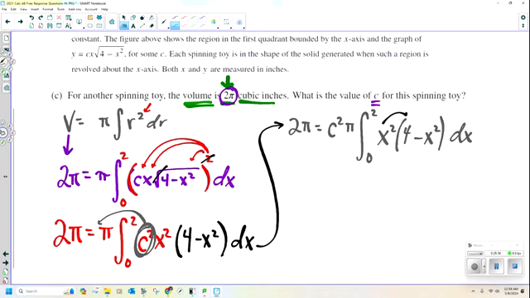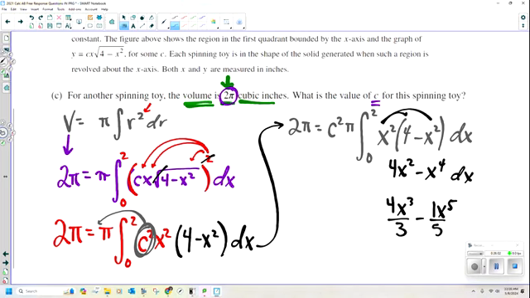Okay? This is going to become 4x squared. This is going to become minus x to the 4th dx. Okay? And now I can integrate these. I add 1 to the exponent and divide by that exponent. Okay? Minus. I add 1 to the exponent and divide by that exponent. Okay, I can put a 1 here if I want. I don't have to. I want this from 2 to 0.